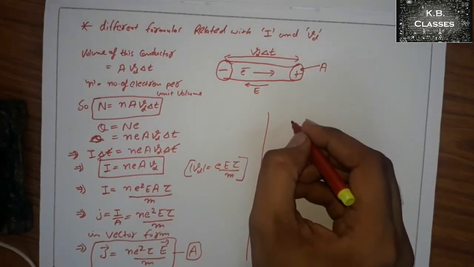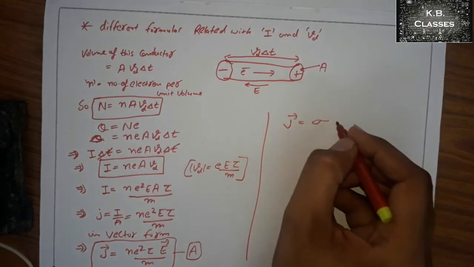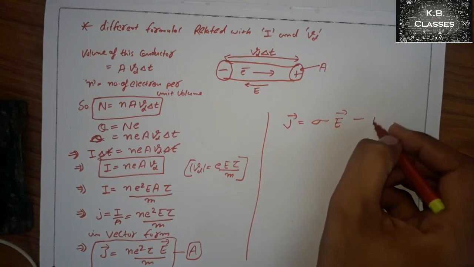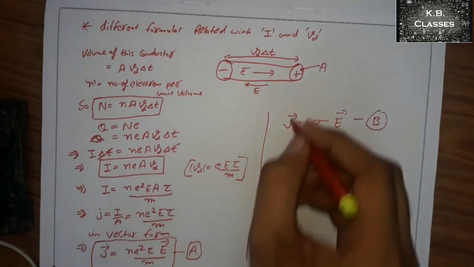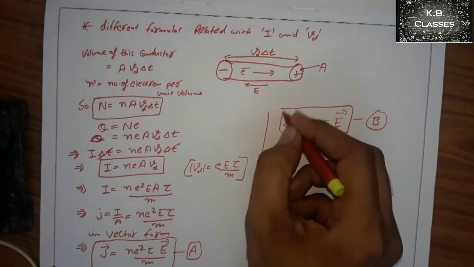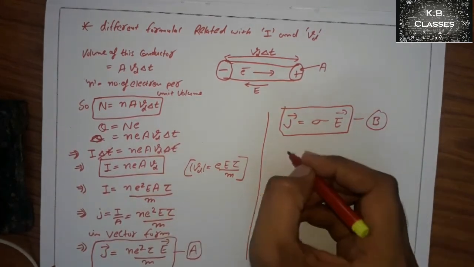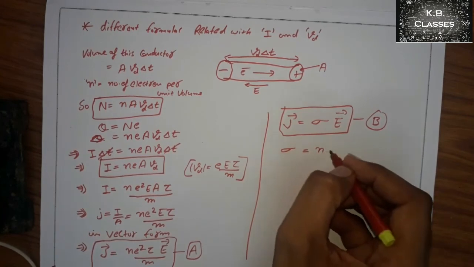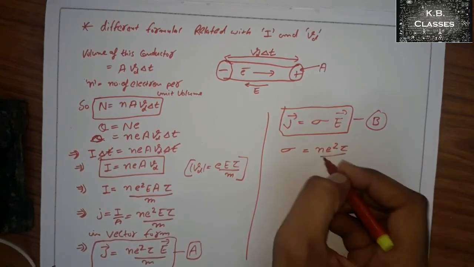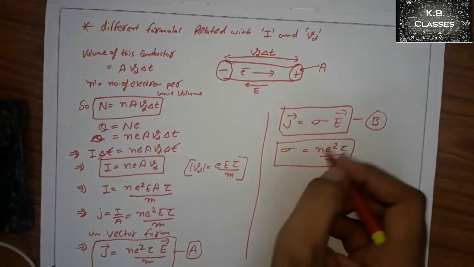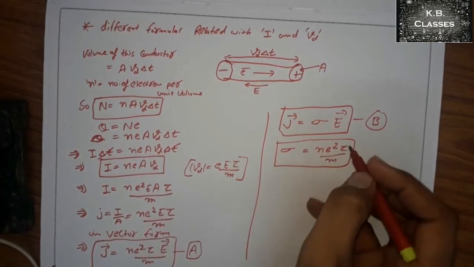Now by previous knowledge, we know that current density J is equal to sigma E, where sigma represents conductivity. By comparing equations A and B, we get sigma equal to n e square tau upon m. This is the relation between conductivity and other quantities.